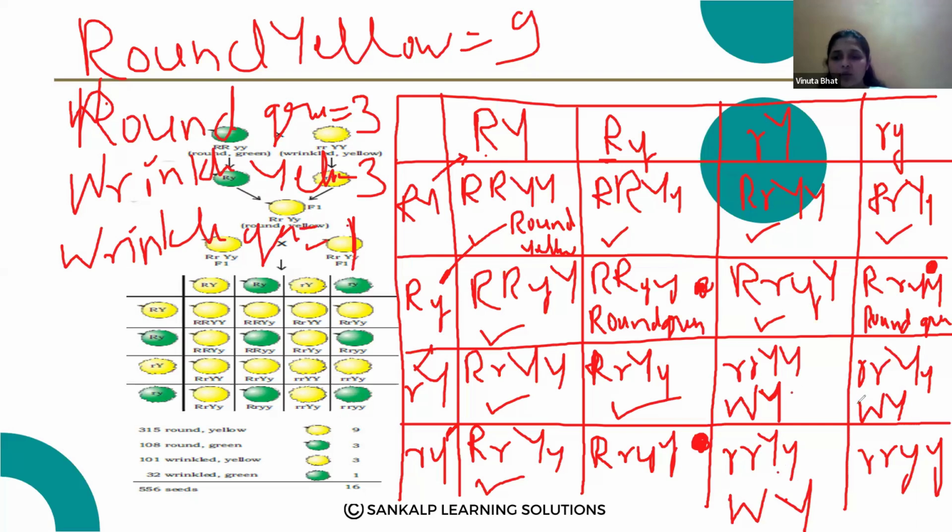So here wrinkled yellow 1, 2, 3, right? 3. And round green here 1, 2, 3. Round green, and last this one. So that is wrinkled green. So the ratio is 9 is to 3 is to 3 is to 1. So you can check this checkerboard and practice this checkerboard. That is one of the very important questions for your board exam.